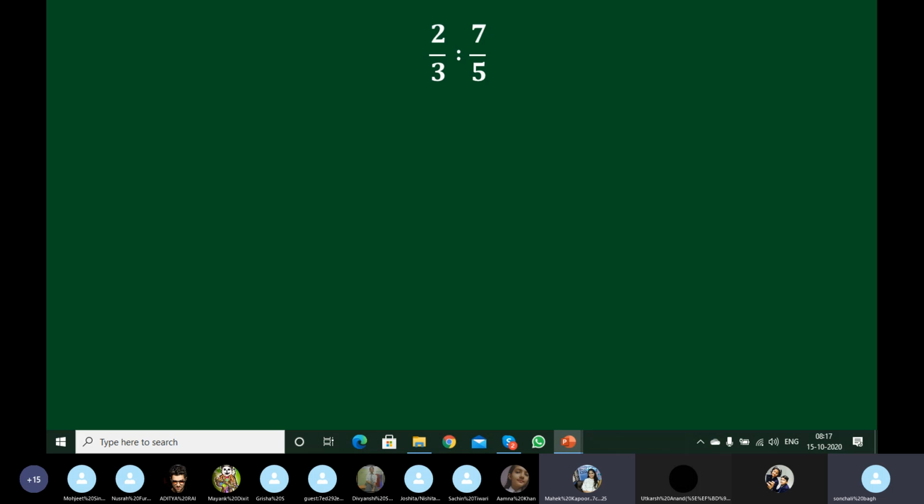पहला term कौन सा है? Ma'am, 2 by 3. Second term क्या है? Ma'am, 7 by 5. फॉर्मूला क्या होता है? A is to B का A upon B होता है? Yes, ma'am. So if I am writing like this, am I right or wrong? Ma'am, right. अब क्या होगा जरा बताओ?